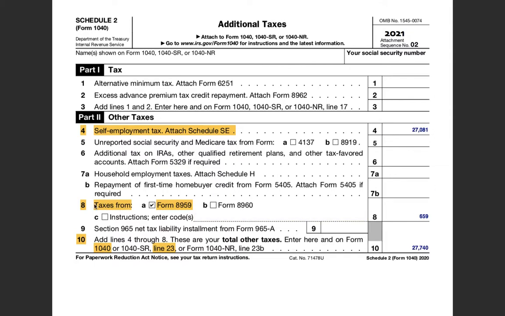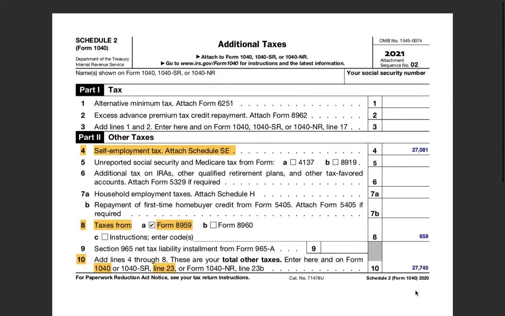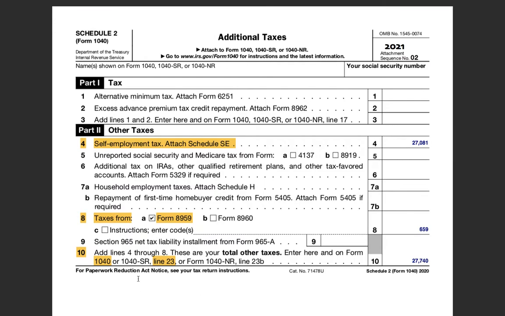It's $29,081. Then line 98 is from 8959. You have to check this one. From this, you get $659. So this is the total. You add them together. That's your total. If you don't have anything else, that's your total SE tax. So this is exactly the amount we calculated earlier, $29,740. So you can see here that we're going to go back.